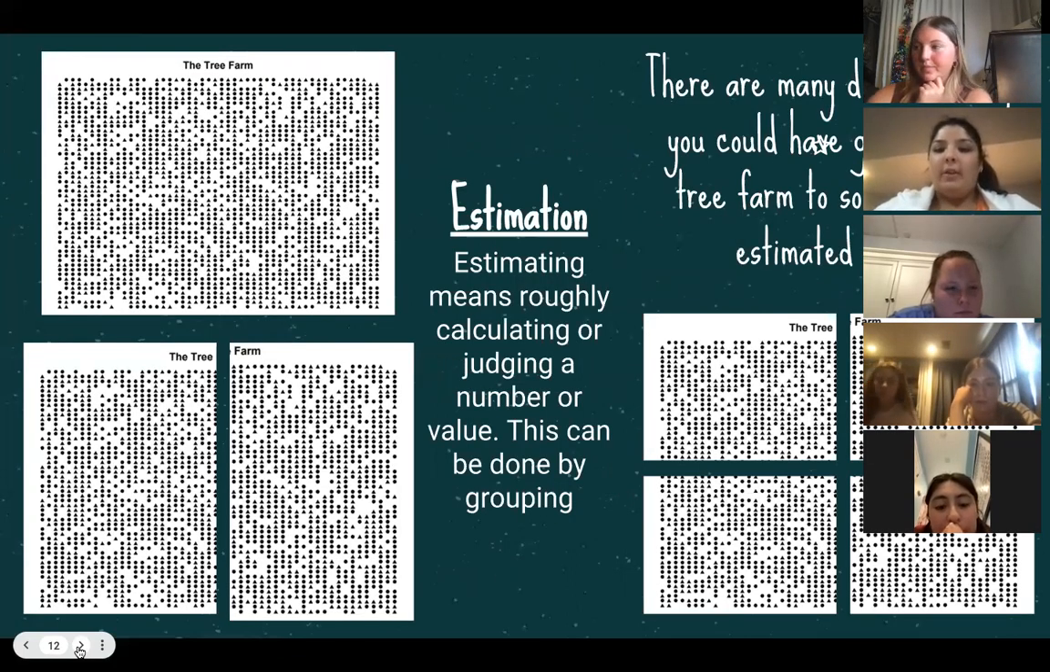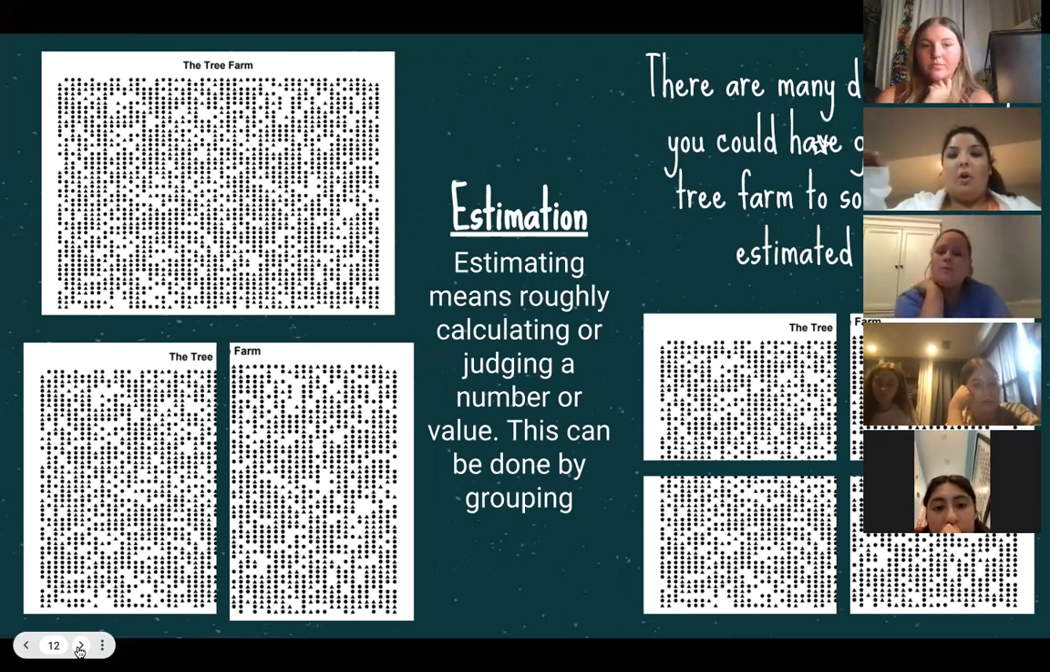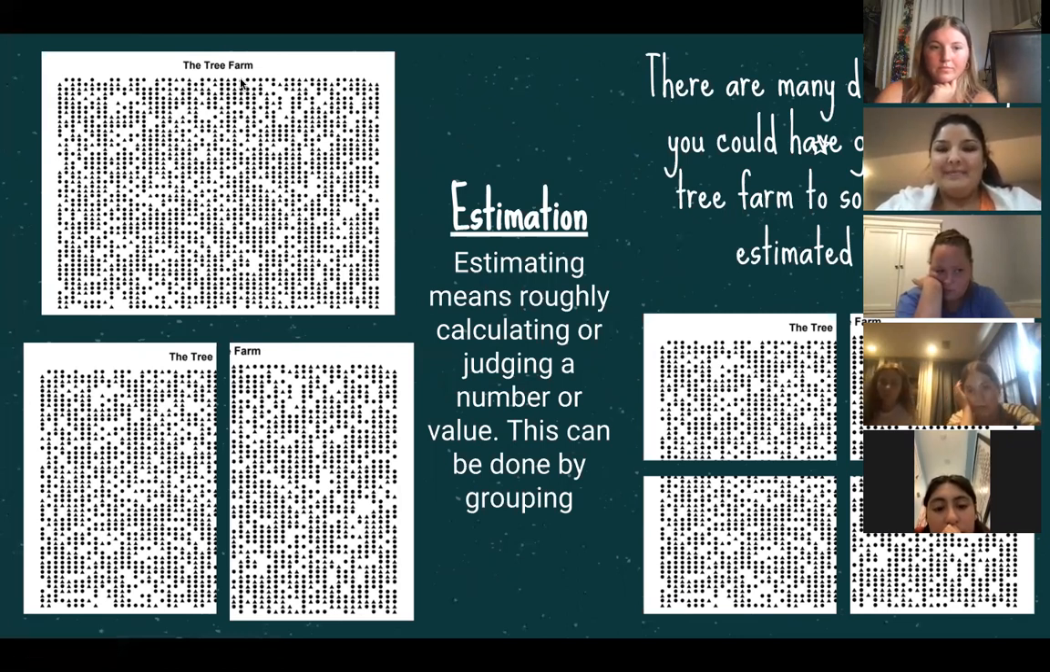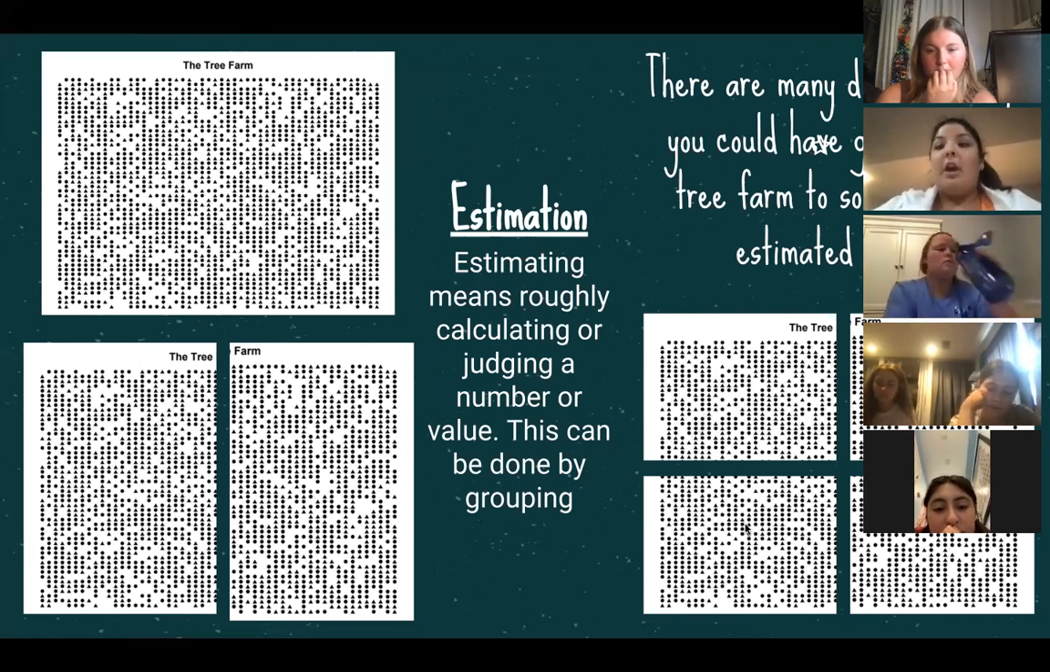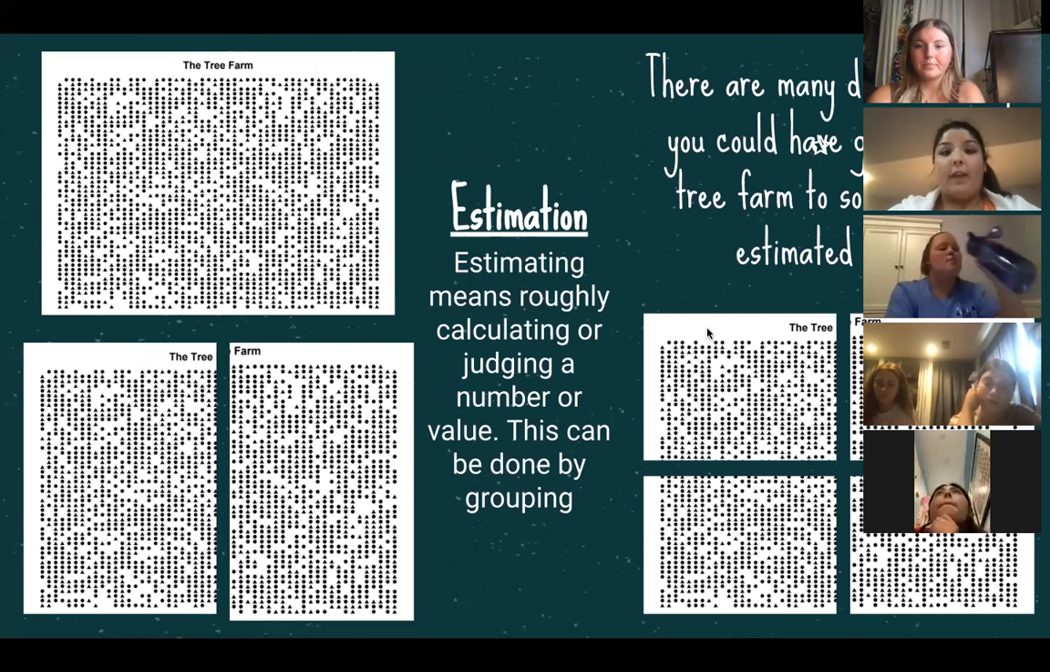Estimation means roughly calculating or judging a number or value. This can be done by grouping. So the way you guys did it, you grouped all the old trees, all the young trees, and multiplied them to find the area. You could have done that by this first picture here. So can you wave your mouse over the first big tree farm picture, please? You could have done it by that. You could have gone to the next one and broken it in half and simplified it even more and found the area of each side. You could have found the area of each square. There are many different ways you could have grouped the tree farm to solve for the estimated total.